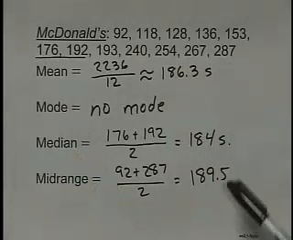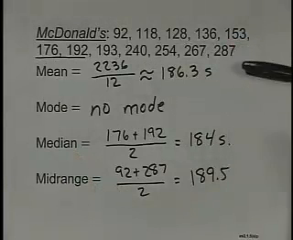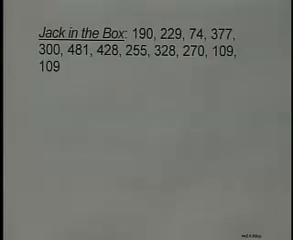Finally, the mid-range is the smallest and largest values averaged together. Now, I repeated what this says here. The reason I repeated that is because now it's your turn. So we're going to look at the Jack in the Box data. What you have is the same data points.